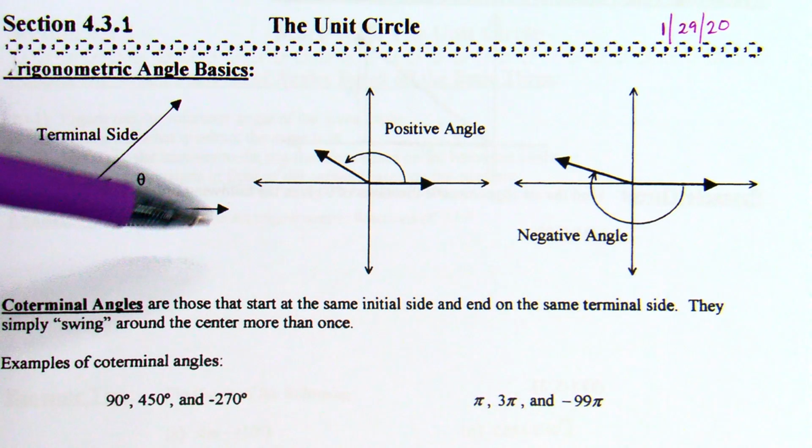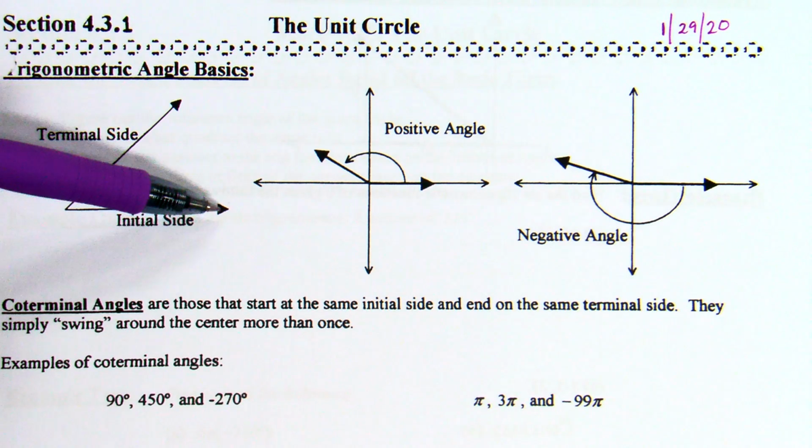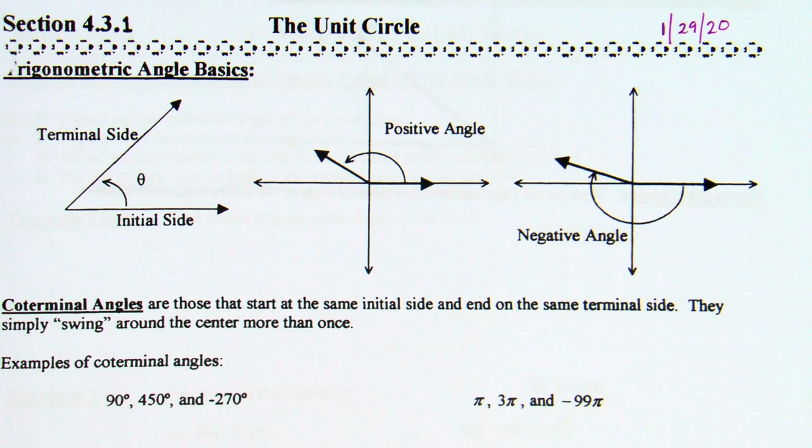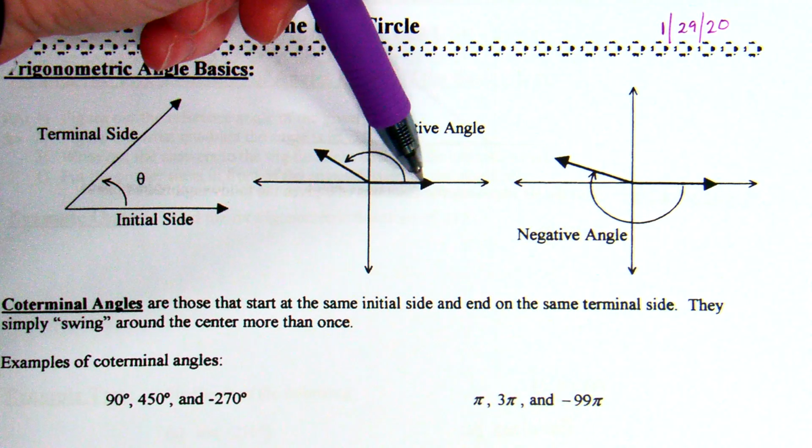So initial side where you're starting, terminal side where you're ending. So if we begin here and end up here at 60 degrees, 0 is your initial, 60 is your terminal side. Now, when you begin at 0, which direction do we normally go? We normally go counterclockwise. When you start at 0 and move counterclockwise, you are counting positively. I start here at 0 and I move counterclockwise, this is a positive angle.